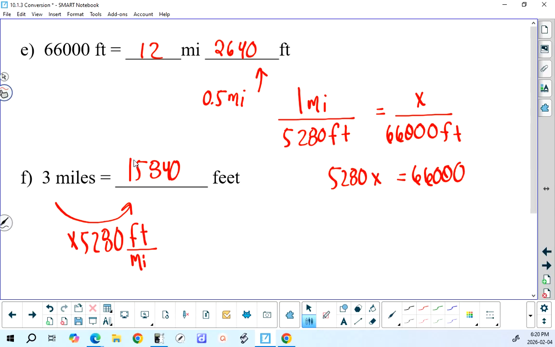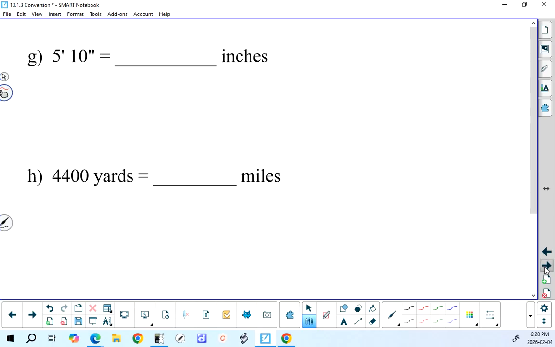So those are some questions just to warm things up. As I said, I'm kind of crunched for time here tonight, so I'm not going to worry too much about G and H. Very briefly, since there's 12 inches in a foot, 5 feet times 12 inches gives you 60 inches for the 5 feet, plus the 10 inches, this is 70 inches.